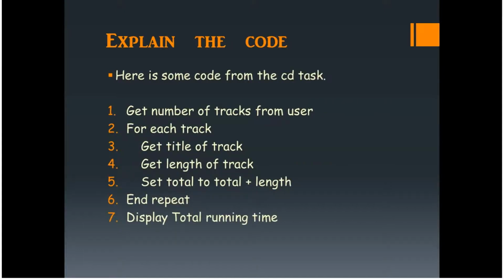So, here is some code from the old CD Intermediate 2 task. Line 1, get the number of tracks from user. 2, for each track. 3, get the title of track. 4, get the length of track. 5, set total to total plus length. 6, end repeat. 7, display total running time.